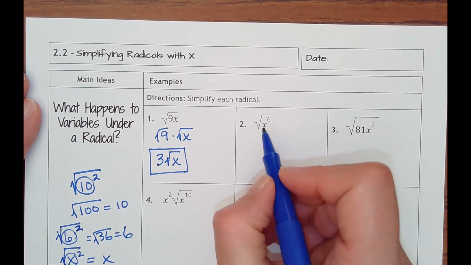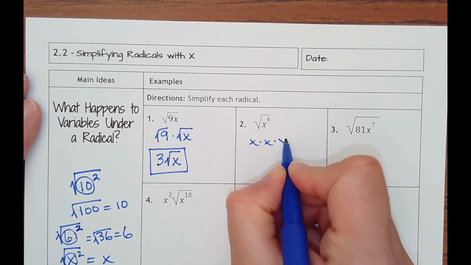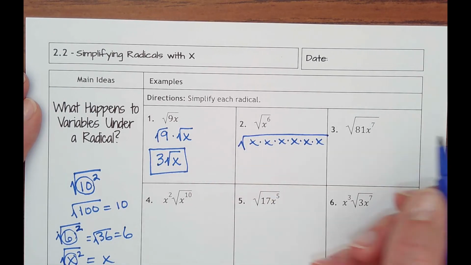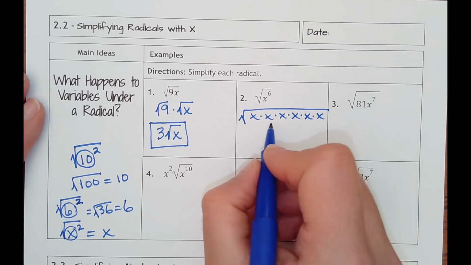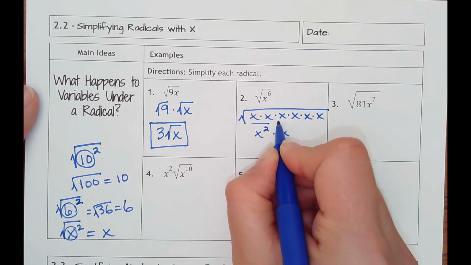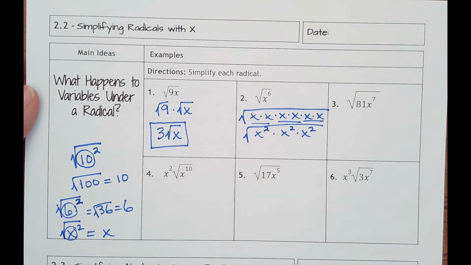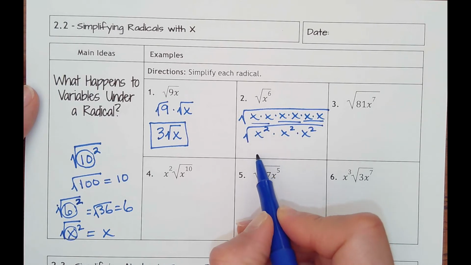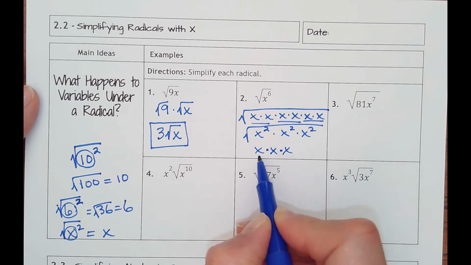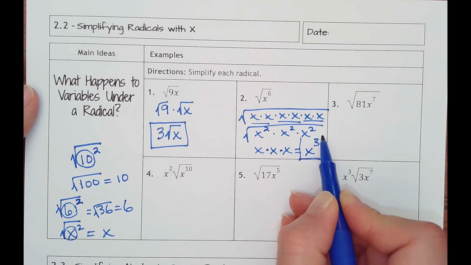Okay, on number 2, x to the 6th power. I want you to think about what that would look like: x times itself 6 times, all under a square root. Well, we said every x squared will just become x. So let's group them. We got x squared times another x squared times another x squared, all under a square root. Well, this is going to cancel and just be x. This is going to cancel and just be x. This is going to cancel and just be x. Well, what would that be? X to the 3rd power, right? There's 3 x's getting multiplied together.